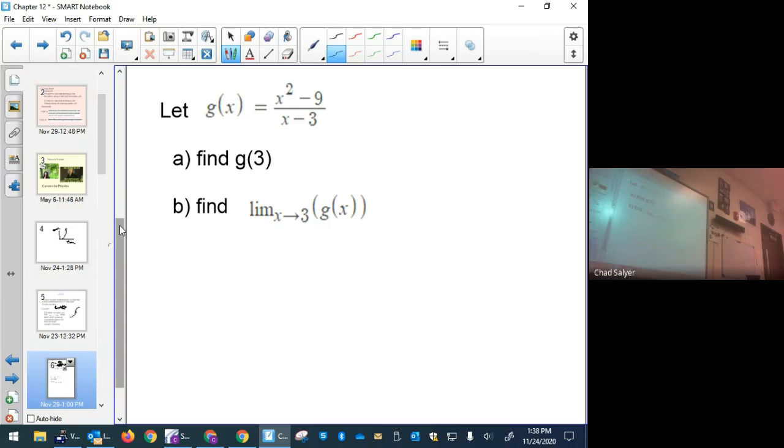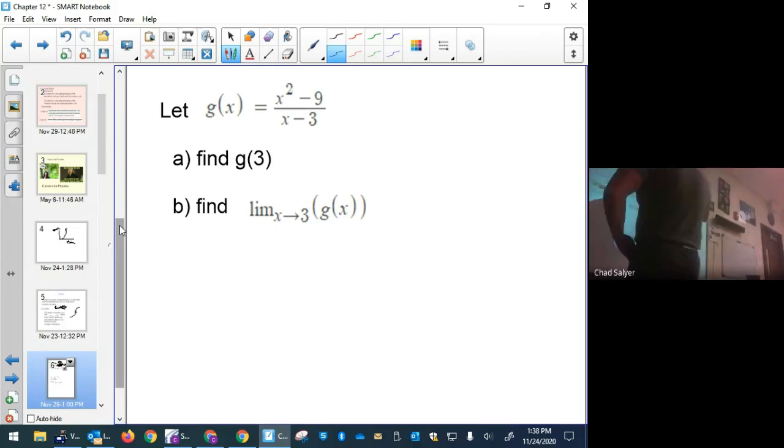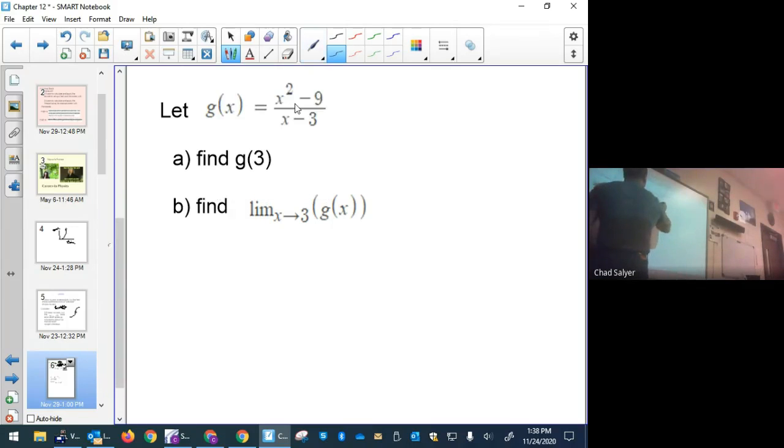Right. Caden, what's G of 3? Indeed. Division by 0. What's the limit as x goes to 3 of G of x, Abby? 3. Questions about that? All right, limit, sir. Can you do the limit?